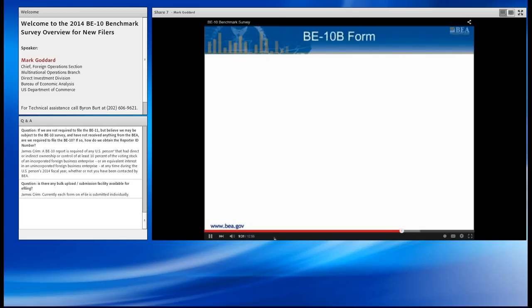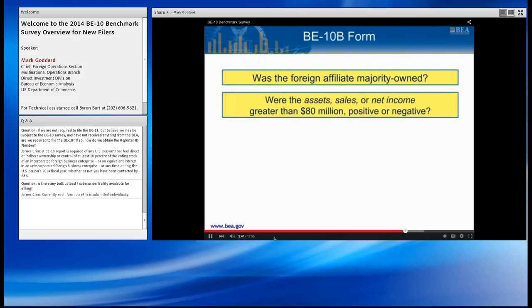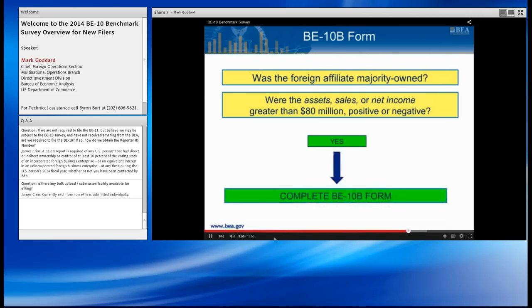To determine whether to file a BE10B form, answer two questions. Was the foreign affiliate considered majority-owned? And were the affiliate's assets, sales, and net income all greater than $80 million at the end of 2014? If the answers to both questions are yes, then complete a BE10B form for this foreign affiliate.